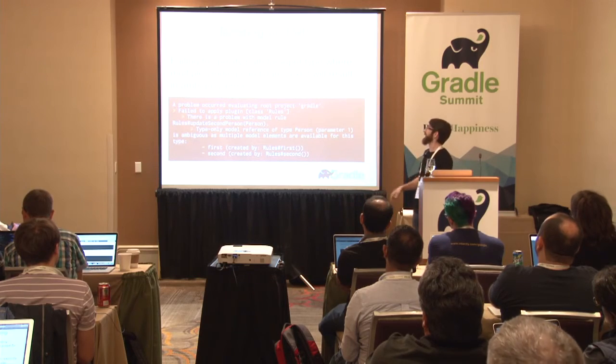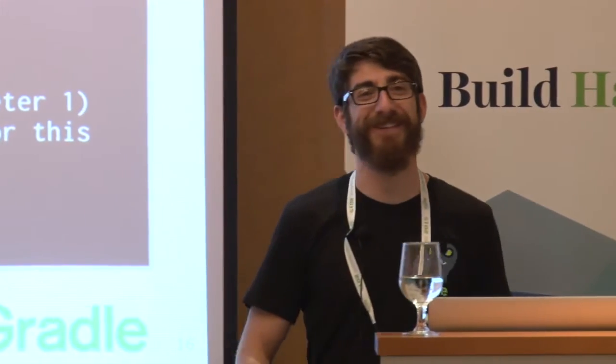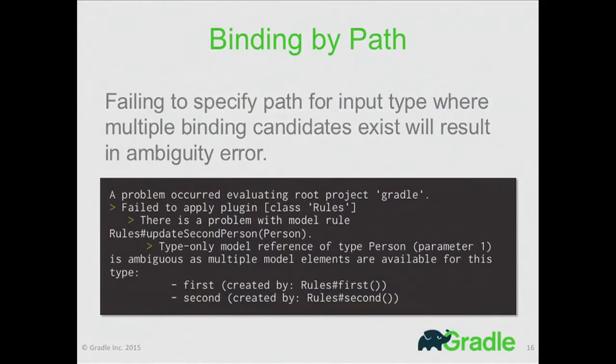So the question was, if I don't do that, what happens? Right? So the next slide. If I don't do that, Gradle will tell me, okay, we can't bind that subject because we don't know what thing you're talking about, right? So you'll see here, there's a problem with this particular model rule, and this is telling me the name of the rule. The name of the rule is that method, right? And saying, hey, you're just asking for something called person, but there's actually 2 people, first and second, right? And we even say these are the rules that create those 2 items.